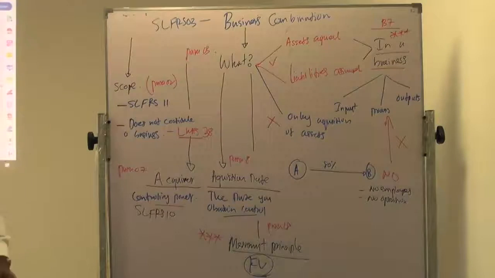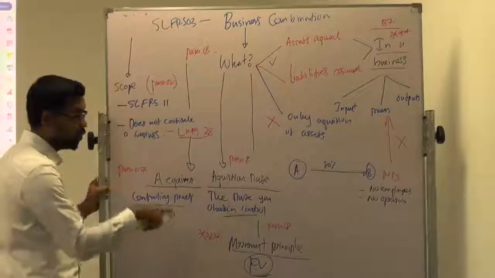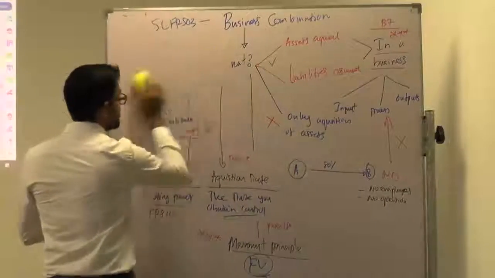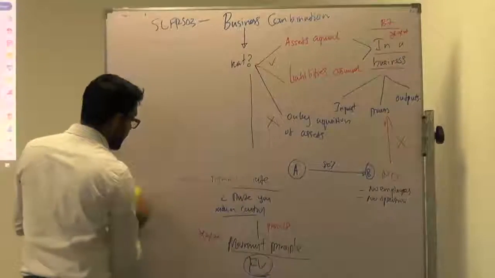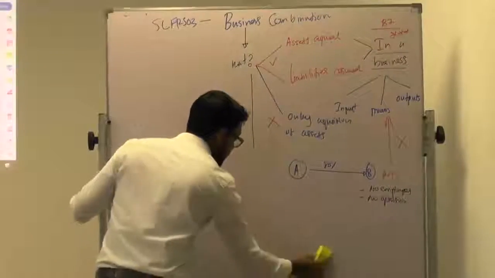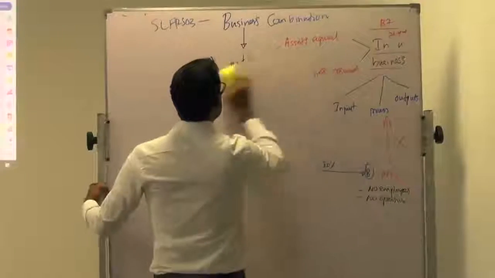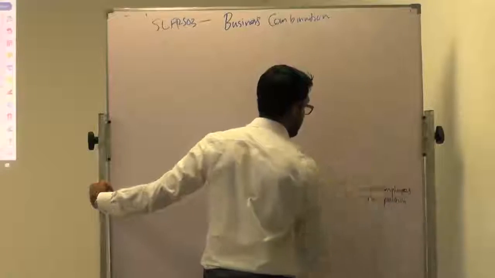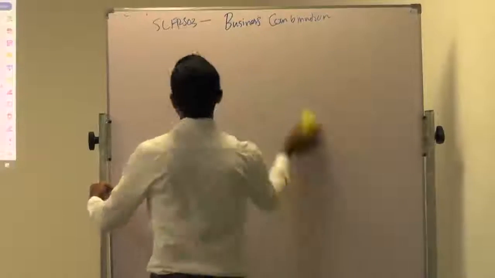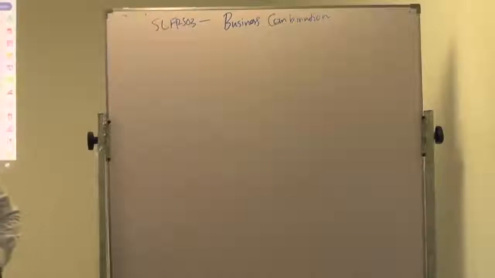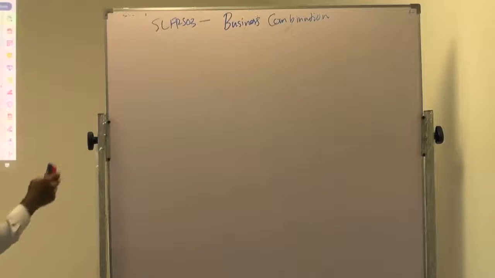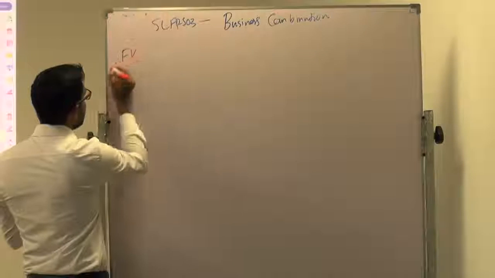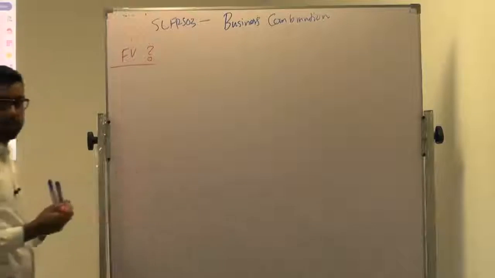Now look at this example. Look at why we need to measure at fair value. Since I don't have space, I have to erase these things. I believe you can rewind this video and see if you want. Fine. This is much more important, because the examiner can test it. Fair value is the measurement basis. Why is it fair value?